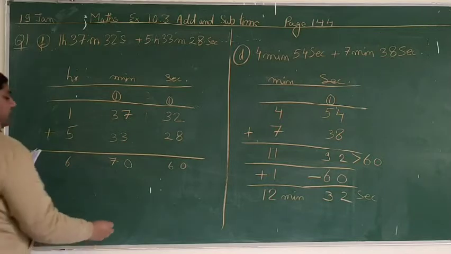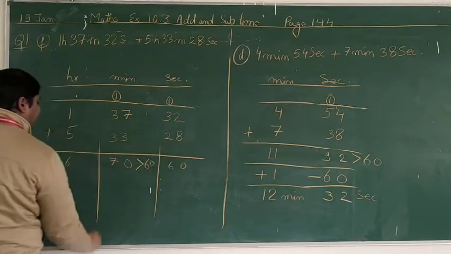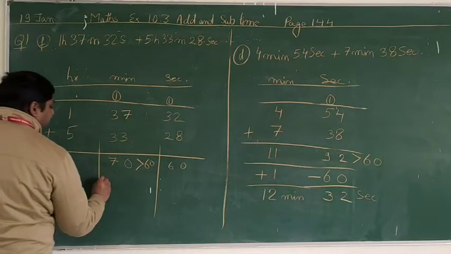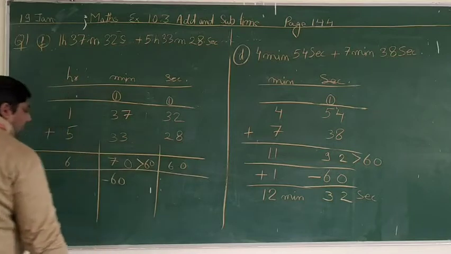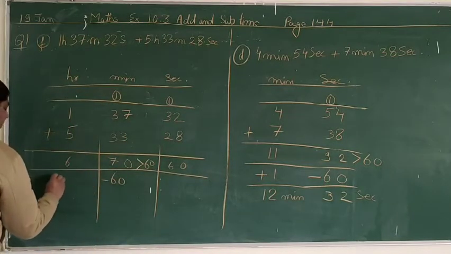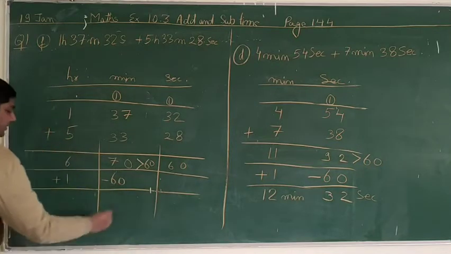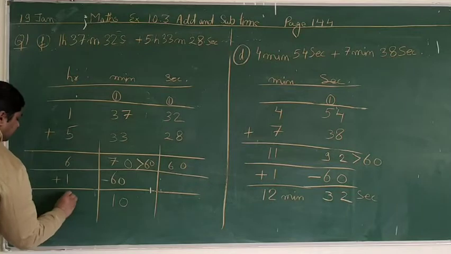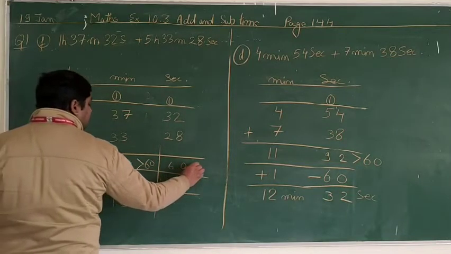As I told, if we have more than 60, we will subtract 60 from here. अगर ये more than 60 है तो हम 60 माइनस कर देंगे और एक 1 को हम यहाँ ऐड कर देंगे. Now this will be 10 and 7. Now what about this? This is equals to 60.